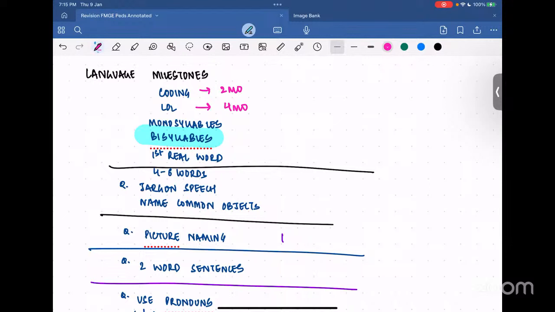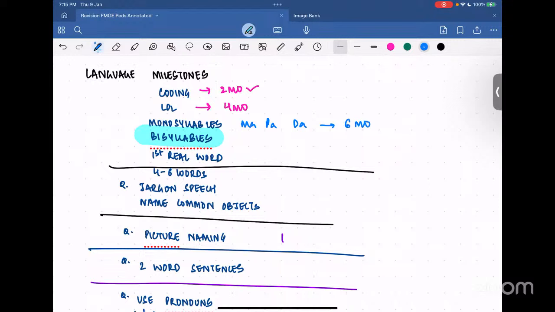We're talking about language milestone, that is using the voice to express yourself, to interact with our surroundings. So firstly, the child will learn how to coo. This comes at 2 months of age. Then the child will laugh out loud. This comes at 4 months of age. Then the child will say monosyllables. What are monosyllables? Like ma, pa, da, right? These are monosyllables. These come at 6 months of age.